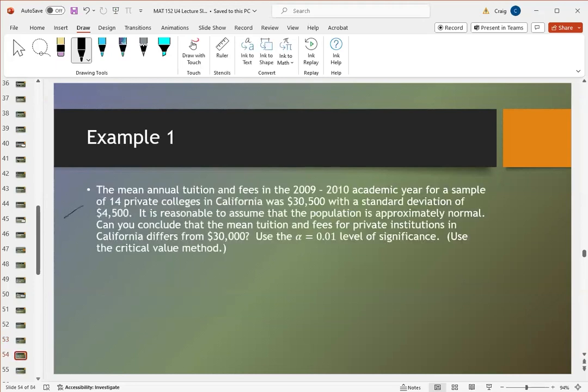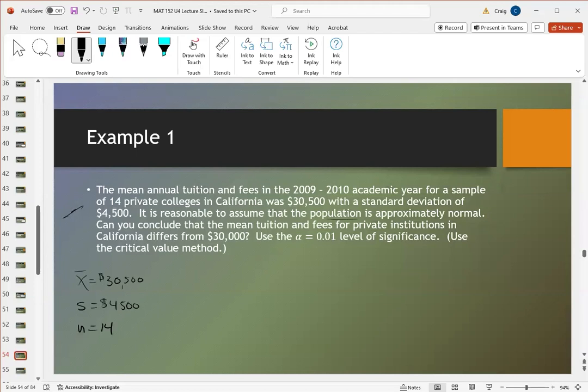The mean annual tuition and fees for a sample of 14 private colleges in California was $30,500 with a standard deviation of $4,500. And so that means we have a sample mean of $30,500, and a sample standard deviation of $4,500. We have a sample of 14 private colleges, and we can assume that the population is approximately normal. That's all we need to know that the t-test that we're going to do is going to work.